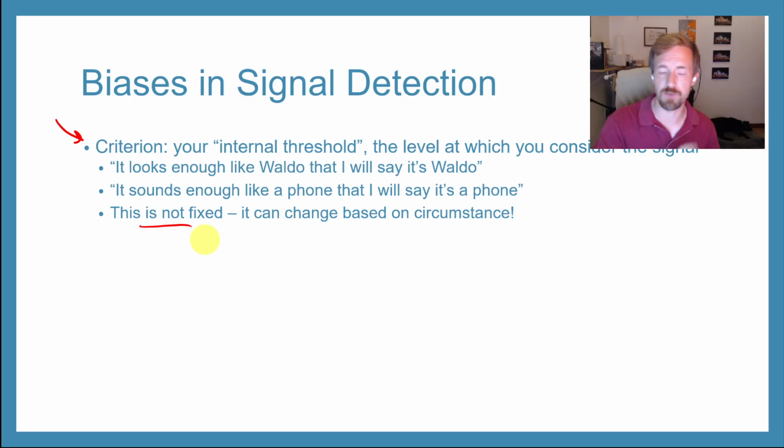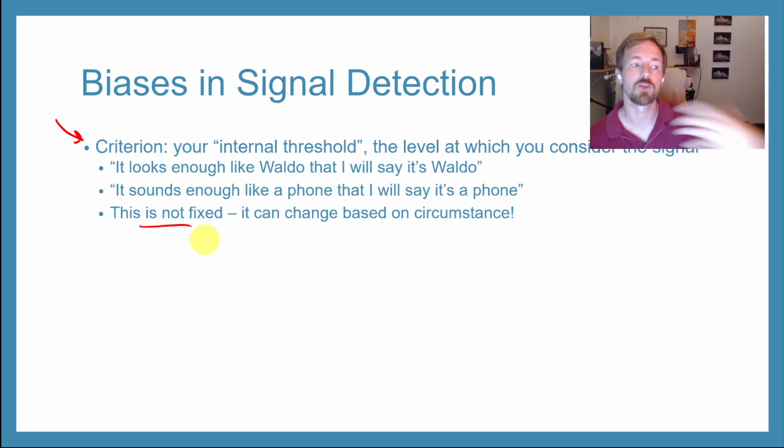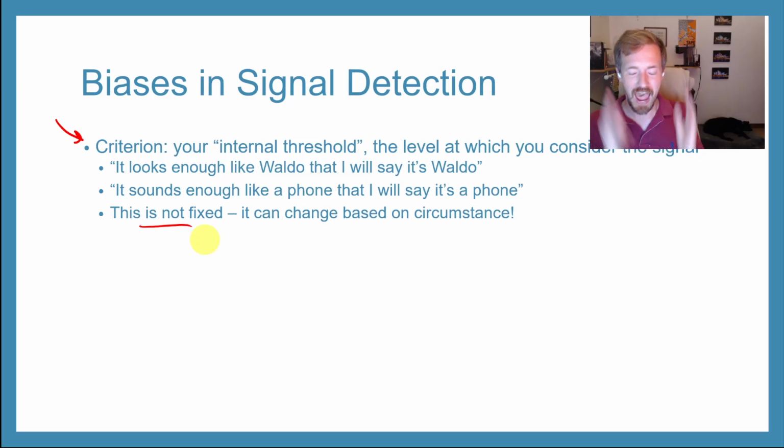So for example, if I gave you the Where's Waldo and I said, the first person to find Waldo, I'll give them $1,000, and it doesn't matter if you get it wrong, a lot of people are going to send me the first thing that they see, because now I've incentivized them to try to find that signal, and their criterion is going to be much more relaxed. If I said, here's Where's Waldo, if you get the wrong answer, you owe me $1,000, right? Now you're going to be really, really careful, and you're not going to act on Waldo unless you're absolutely sure that it is Waldo.